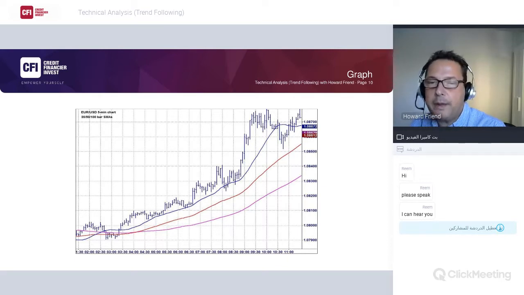So you can see the pullbacks, they find support more or less at the rising 20-bar moving average until we get this big kind of blow-off situation here where the market gets really overextended and then starts to see a bit of two-way price action here.